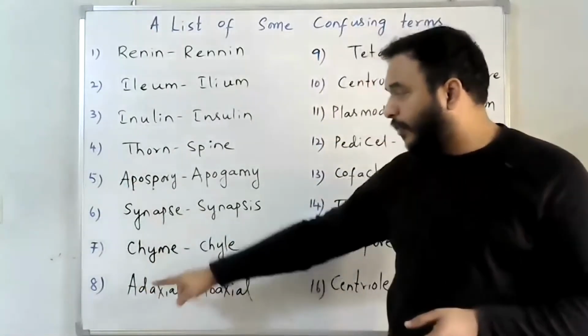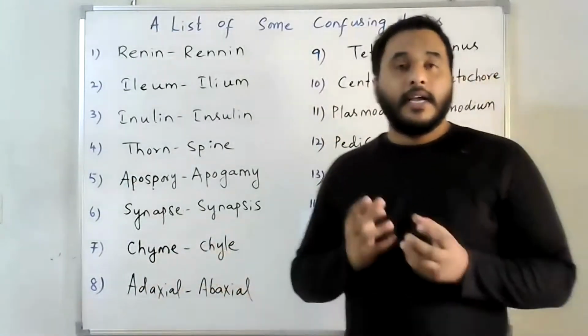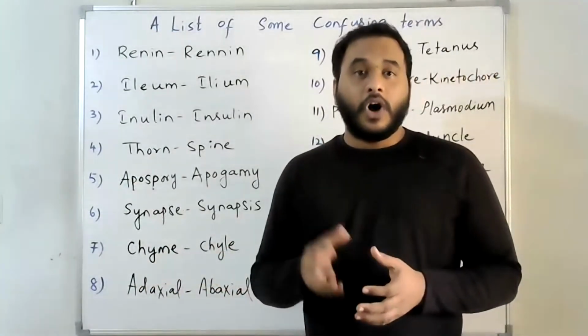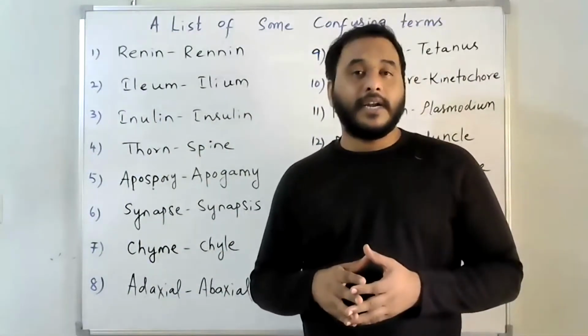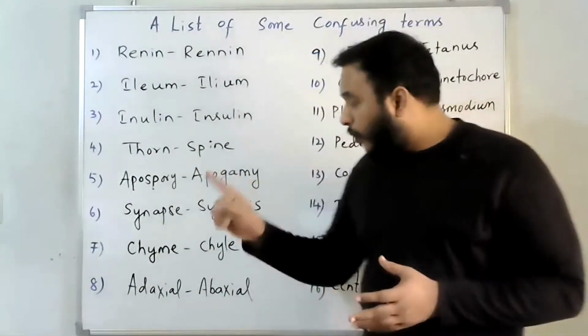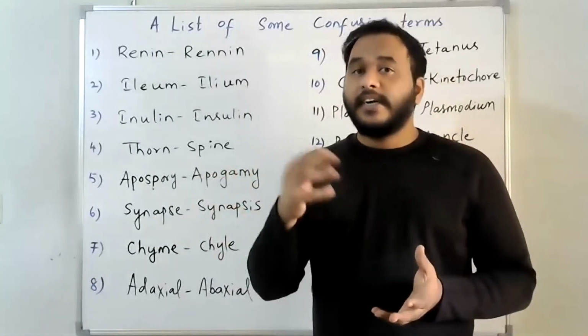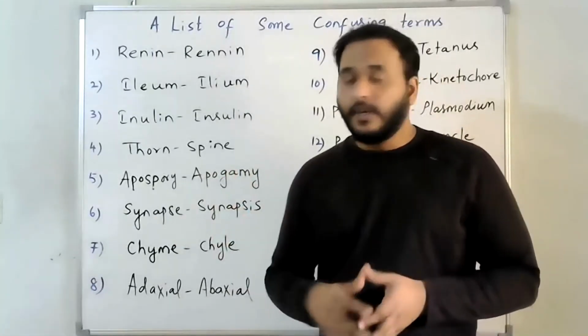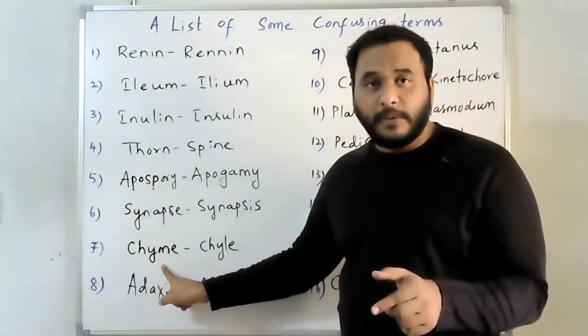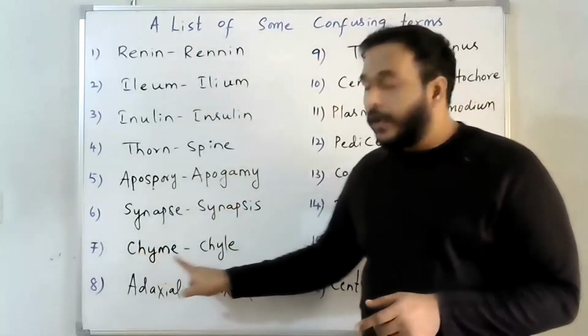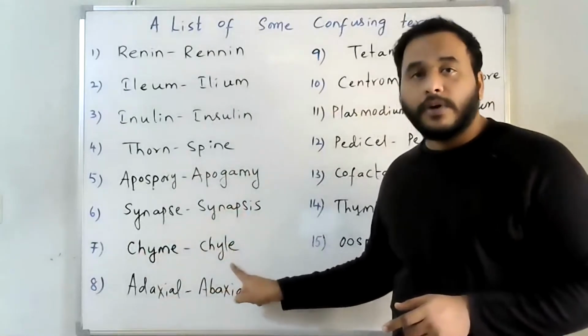Coming to the seventh one, chyme and chyle. Chyme is the product after the partial digestion in the stomach, whereas chyle is the product of the digestion that takes place in the intestine. So after digestion in the stomach, the product is chyme. After digestion in the intestine, the product is chyle.